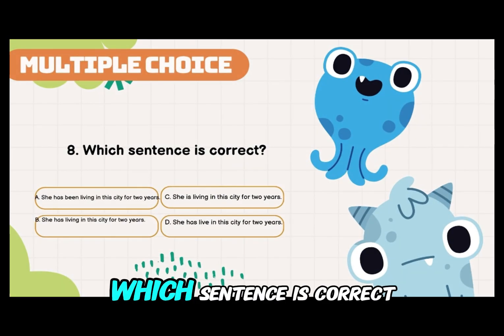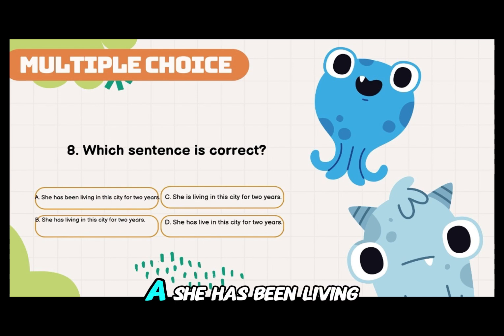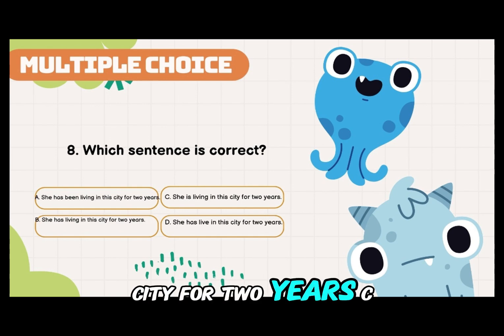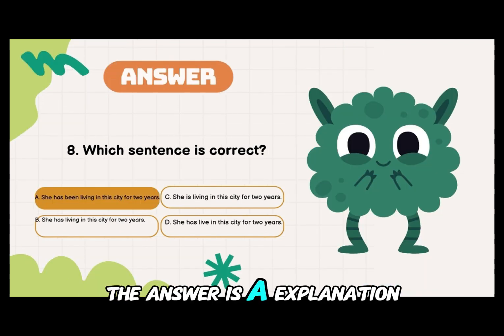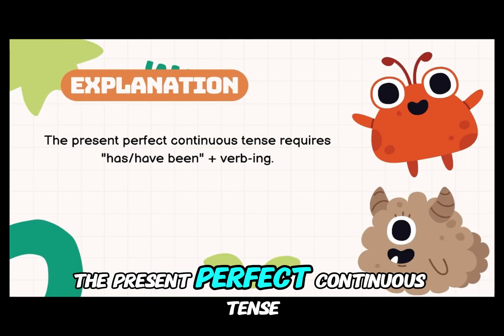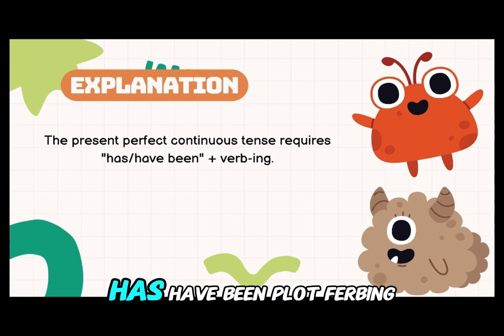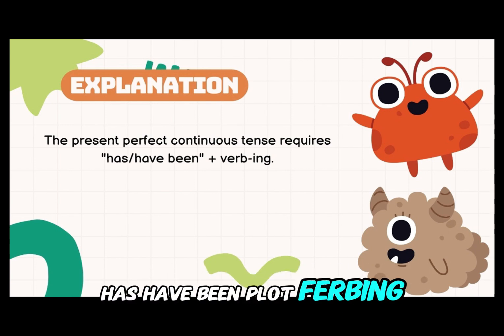8. Which sentence is correct? A. She has been living in this city for 2 years. B. She is living in this city for 2 years. C. She is living in this city for 2 years. D. She is live in this city for 2 years. The answer is A. Explanation: The present perfect continuous tense requires has or have been plus verb-ing.